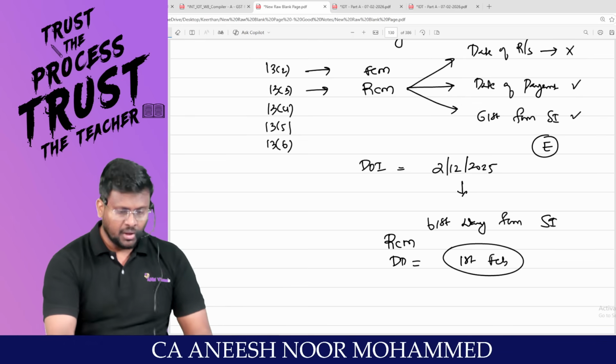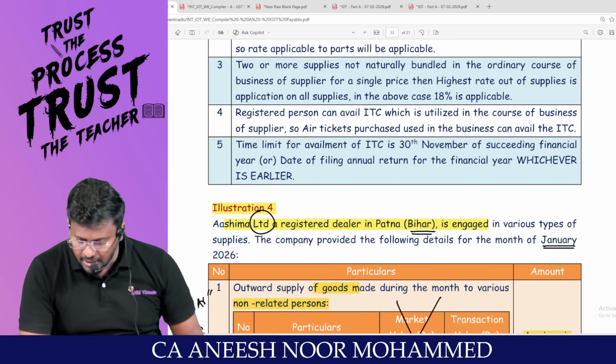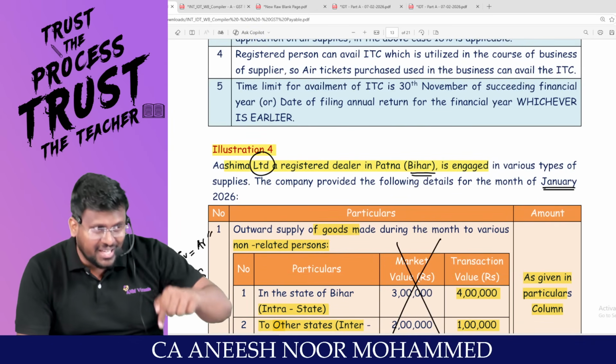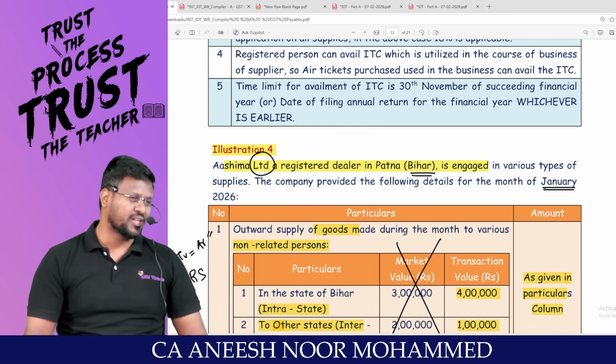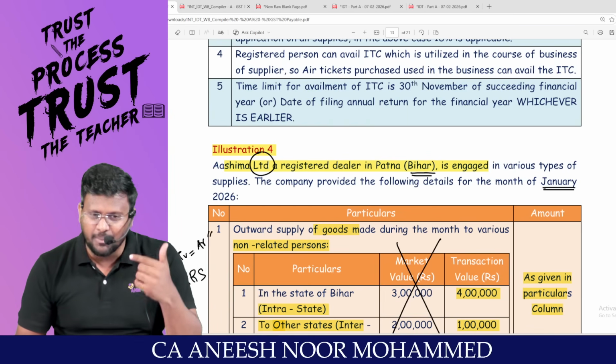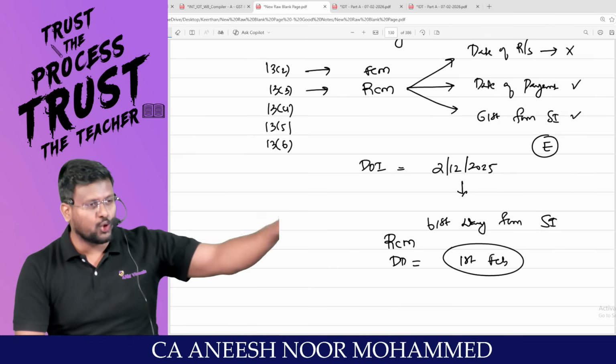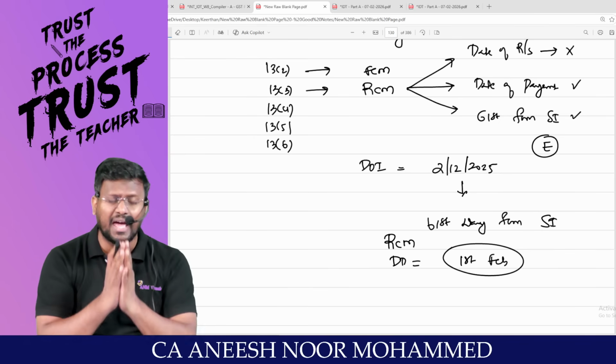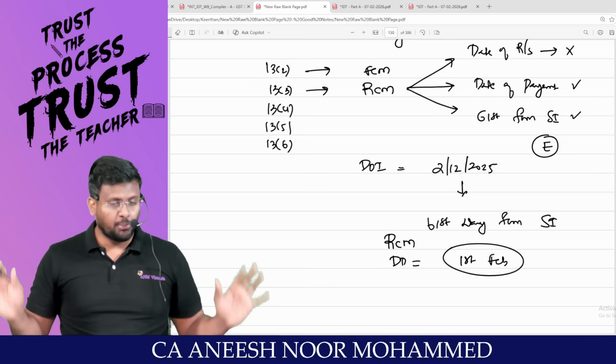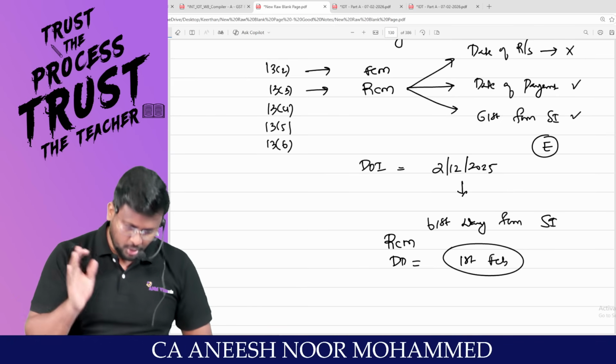Am I right, sir? We are calculating the tax liability for the month of January only. So, my dear lovable students, when you are determining the tax payable of January, why are you considering a liability which is going to arise in the month of February? Point number 1. Point number 2.